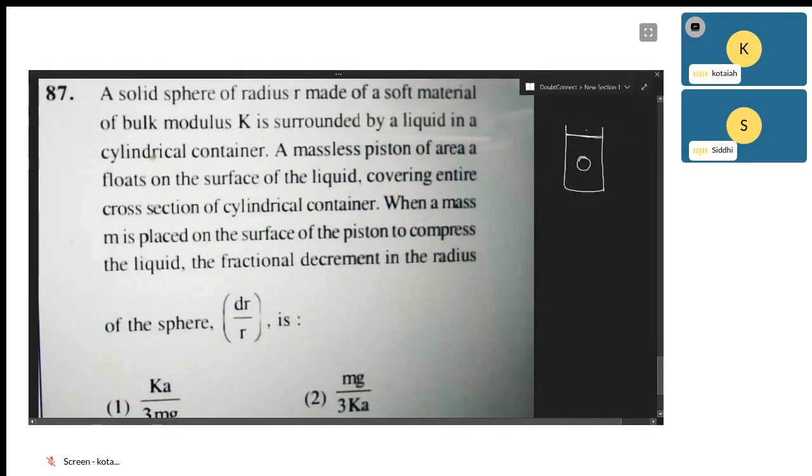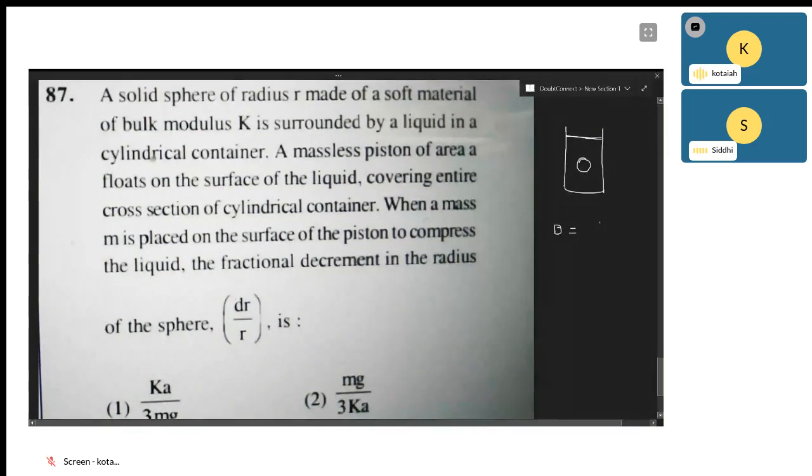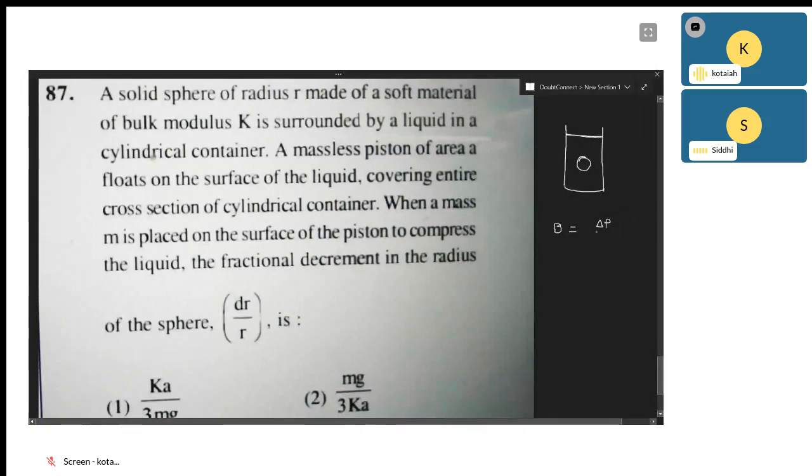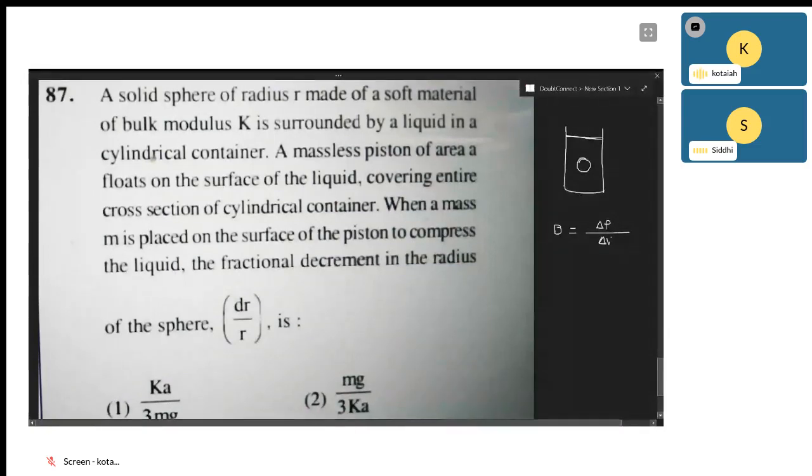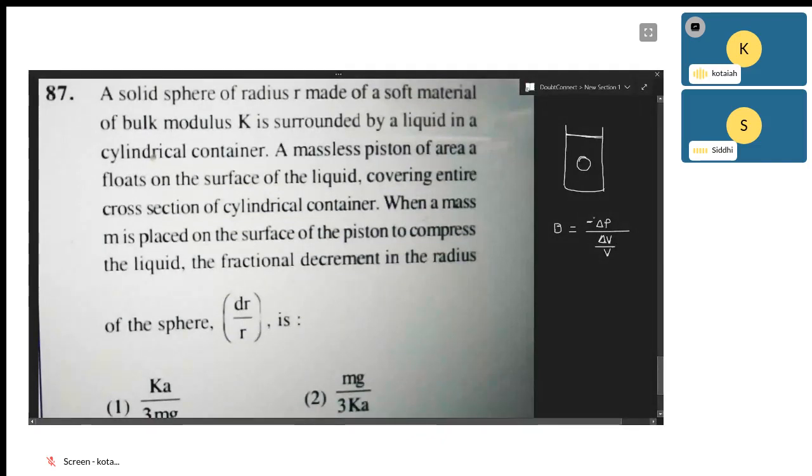Now if this is the setup, there will be some pressure on the object, right? Bulk modulus formula is nothing but change in pressure by delta V by V. Now minus also will come, don't bother about the minus. Change in pressure by change in volume by original volume. This is the formula.